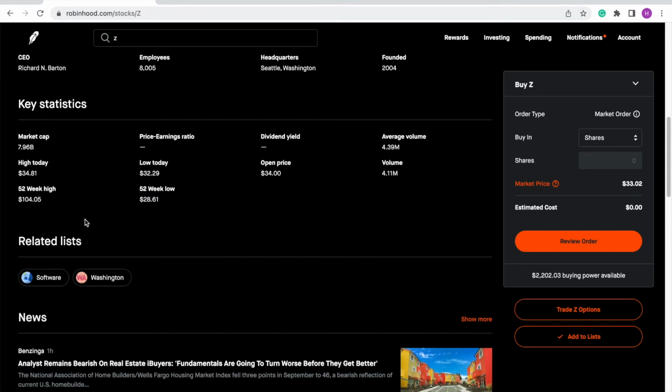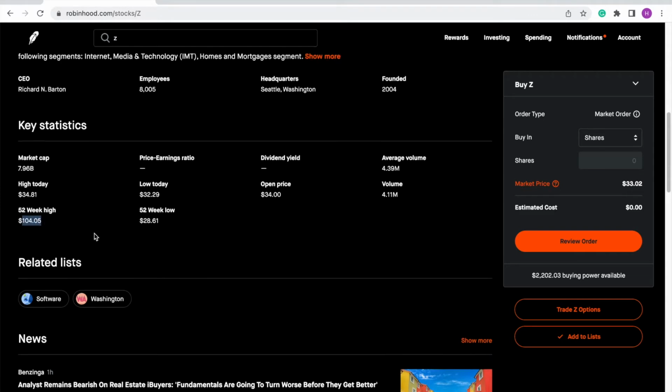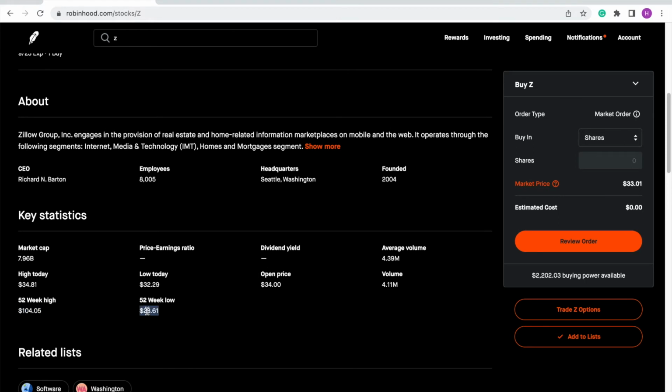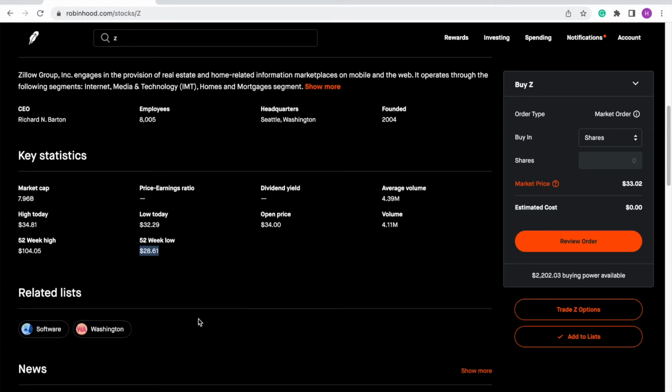So look how much Zillow has already gone down. It was at 104.05, that's the 52-week high. It's trading at 33.28, near the 52-week low. So it has definitely already corrected a large amount. So let's go ahead and jump on that train, all right?